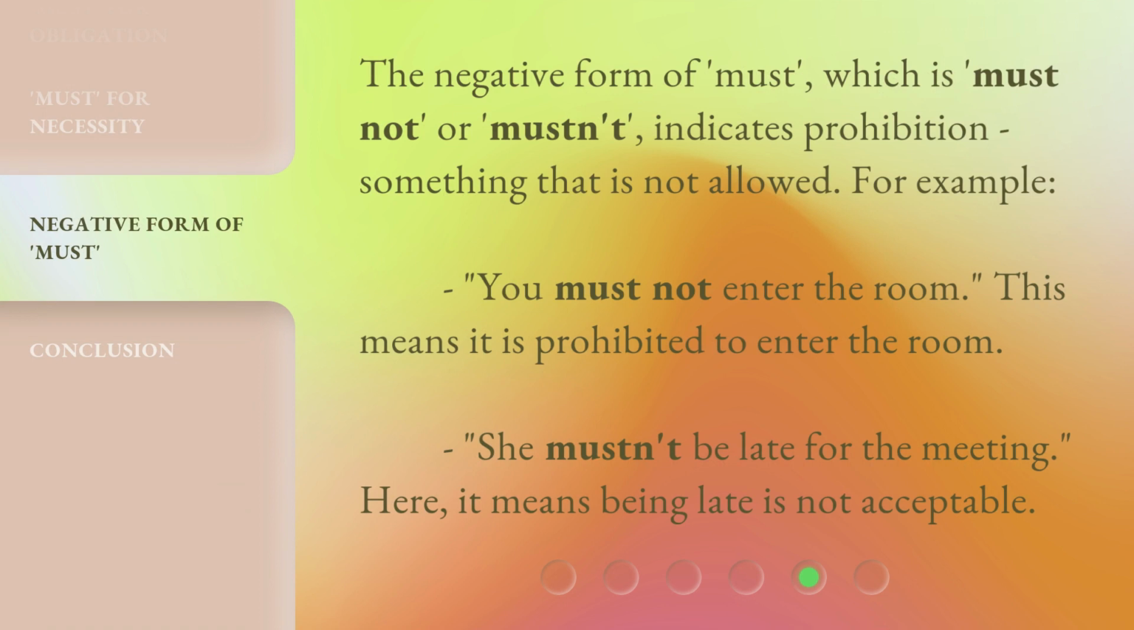The negative form of must, which is must not or mustn't, indicates prohibition, something that is not allowed. For example, you must not enter the room. This means it is prohibited to enter the room. She mustn't be late for the meeting. Here, it means being late is not acceptable.